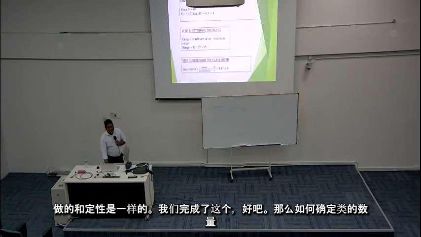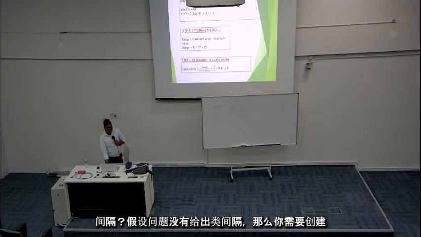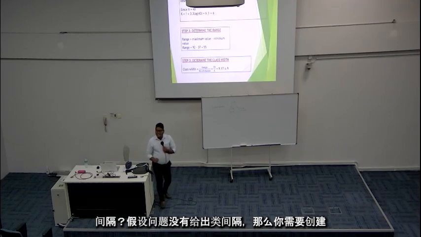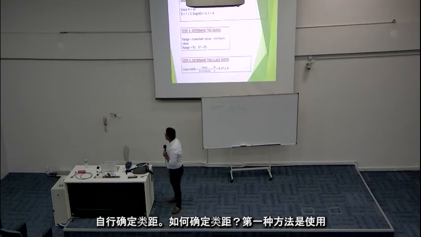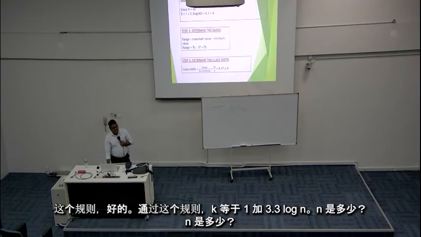Okay, so how do we determine the number of class intervals? Let's say the question doesn't give you the class interval, so you need to create the class interval on your own. How to determine it? The first way is by using this rule: K is equal to 1 plus 3.3 log n.